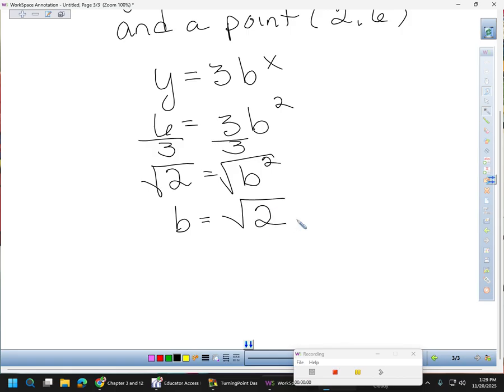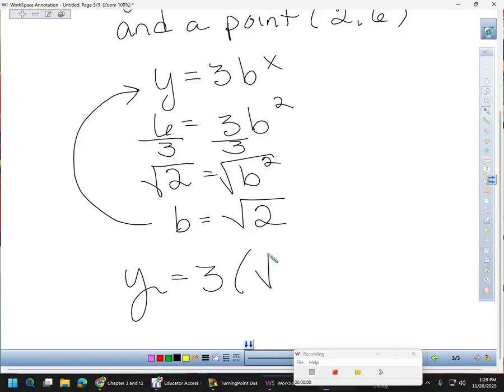Technically it's plus and minus. Because your decimal is rounding, it's actually less work just to leave it. Okay? So now we're going to take our b and plug it back into our equation. So our final answer would be y equals 3 times square root 2 to the x.